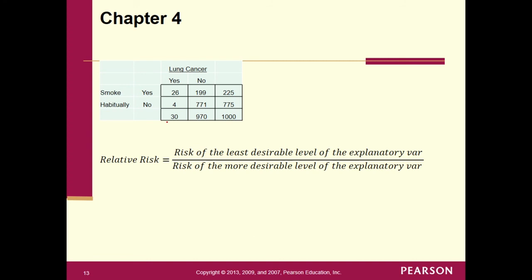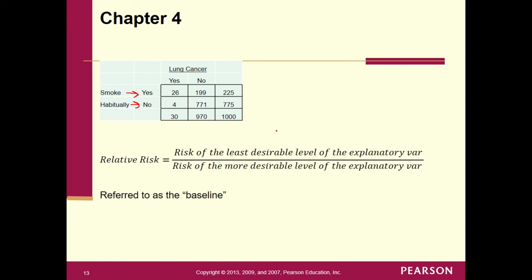So what's the least desirable level? Well, the least desirable level in this case would be smoking habitually. Why? Because they had a bigger percentage of people that developed lung cancer. So this is the least desirable. That would be the numerator, okay. And then the risk of the more desirable, that would have been this one because they had a smaller instances of lung cancer, okay?